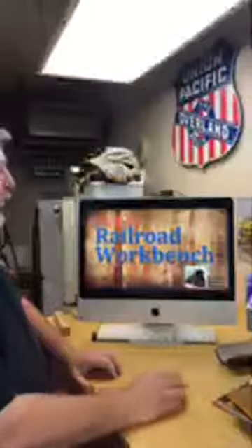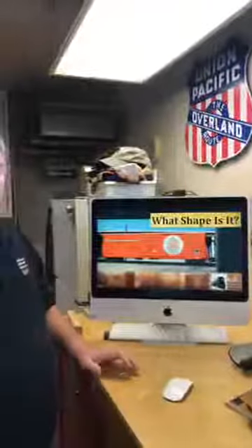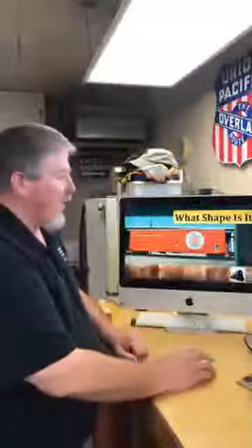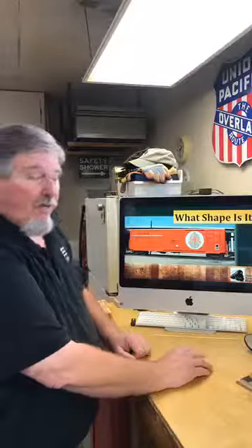Well, they are all around us, geometric shapes. And today, we're going to answer the question, what shape is it? Here on Mr. Bob's Railroad Workbench. Just about any object has a shape to it. And if we talk about geometry, we can define a lot of those shapes. We're going to look at some of the very basic geometric shapes here today.